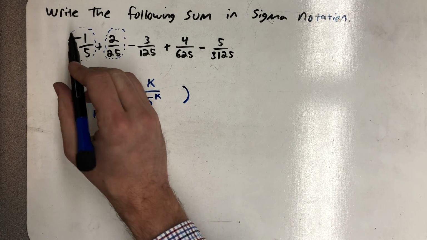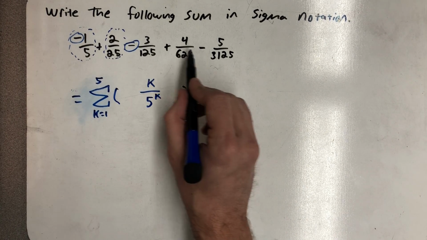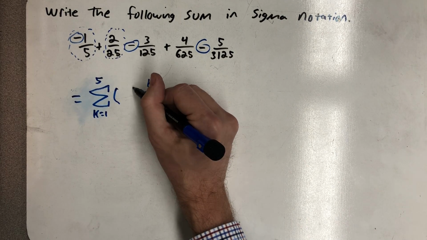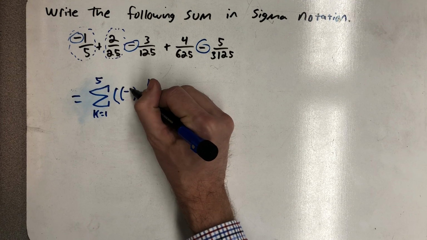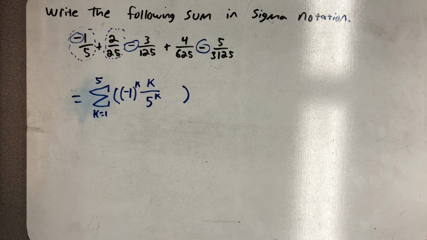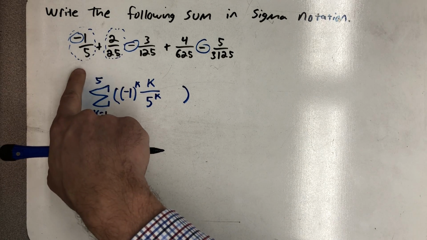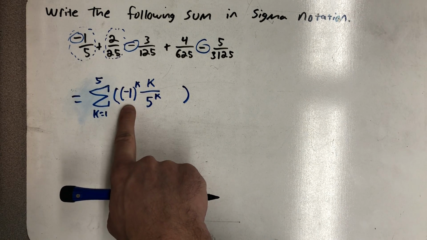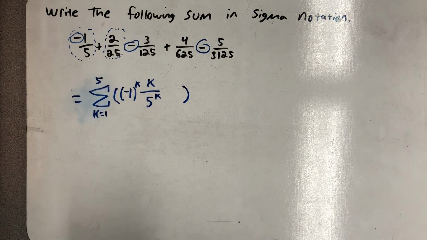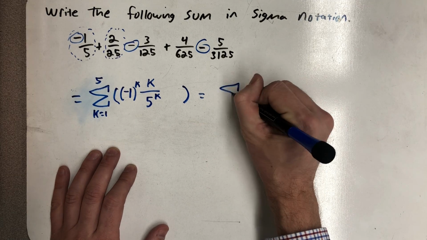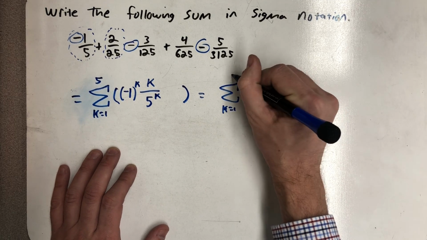And then I realized that every other one of them has a minus, so I need to think about a way to make this sum alternate. So I know some of the terms have a -1, and all I have to do is raise that -1 to the k power, because when I raise -1 to an odd power, well, that will be a -1. When I raise it to an even power, it'll be a positive. So this sum formula will actually generate exactly the sum I'm looking for. And that's a perfectly fine final answer.